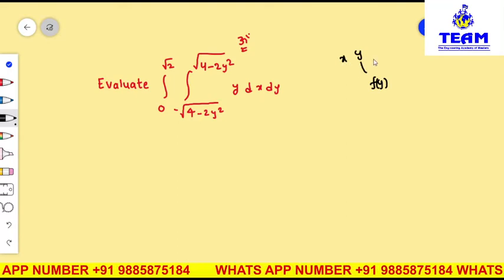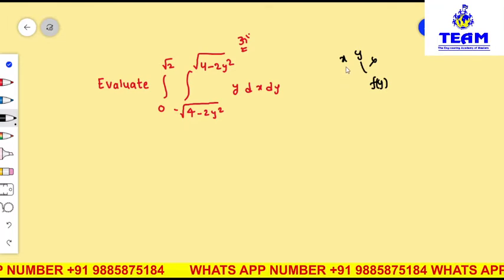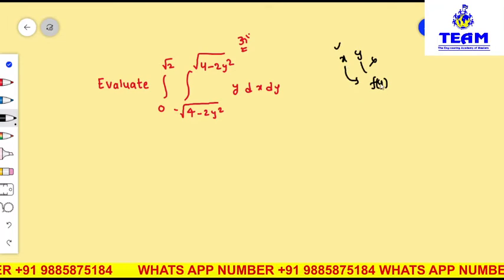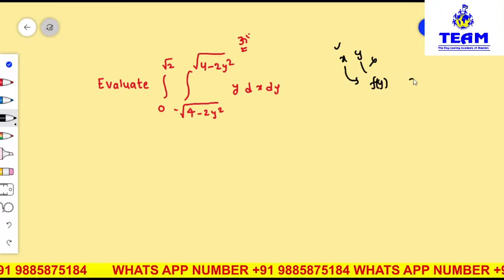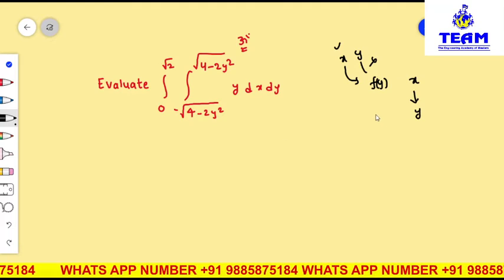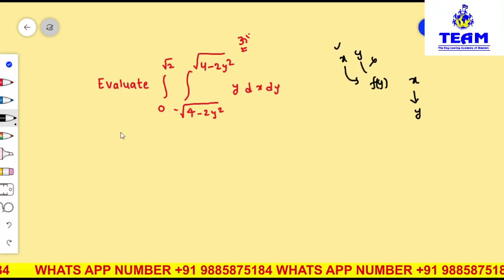Functions of y are nothing but the x limit, because a y limit can never be in terms of y. So this is the limit for x, and x is dependent on y. So first you have to integrate with respect to x, and later we integrate with respect to y. Okay, that you have to remember. Now the solution is here.